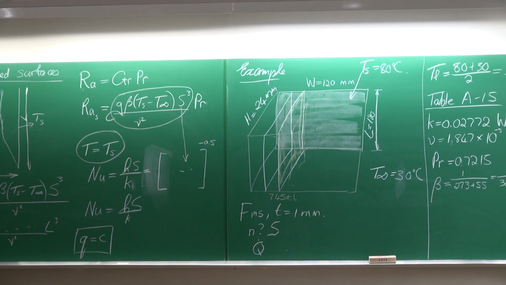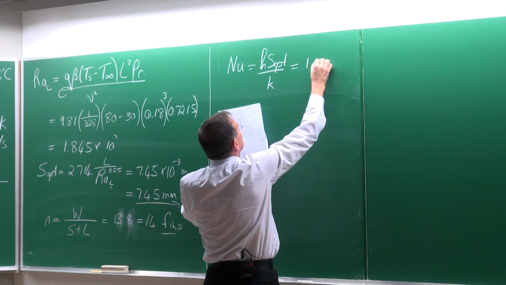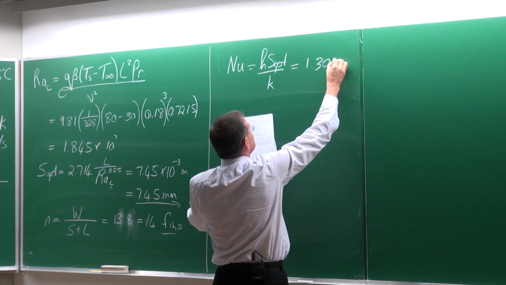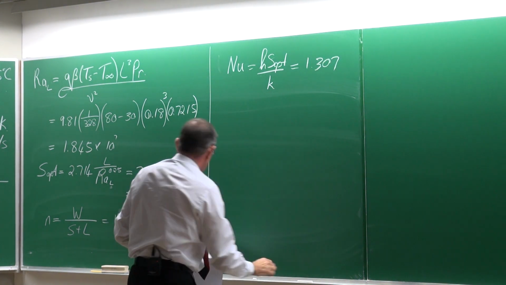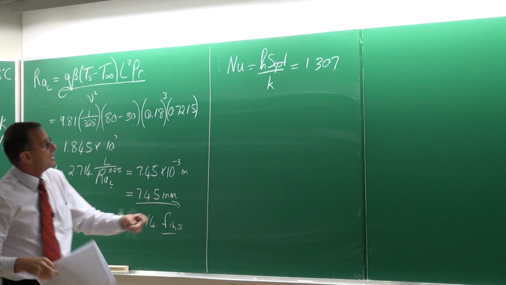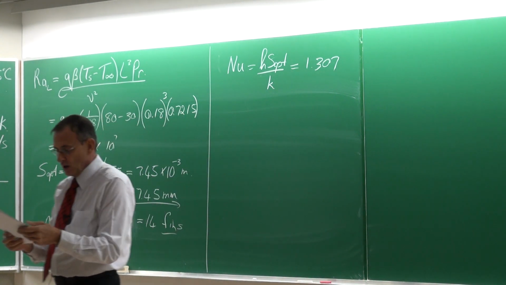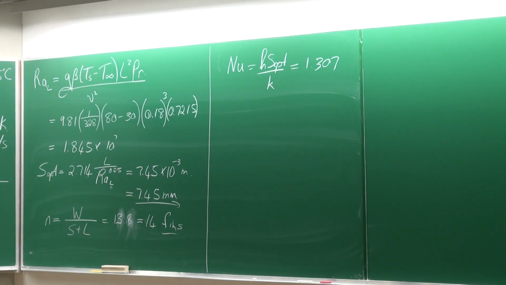The heat transfer rate we can get from, firstly, determine the heat transfer coefficient divided by K, and that is equal to 1.307. Okay. Now I don't know if one of you are actually now realizing what we are writing here. A Nusselt number of 1.307, what does it mean?